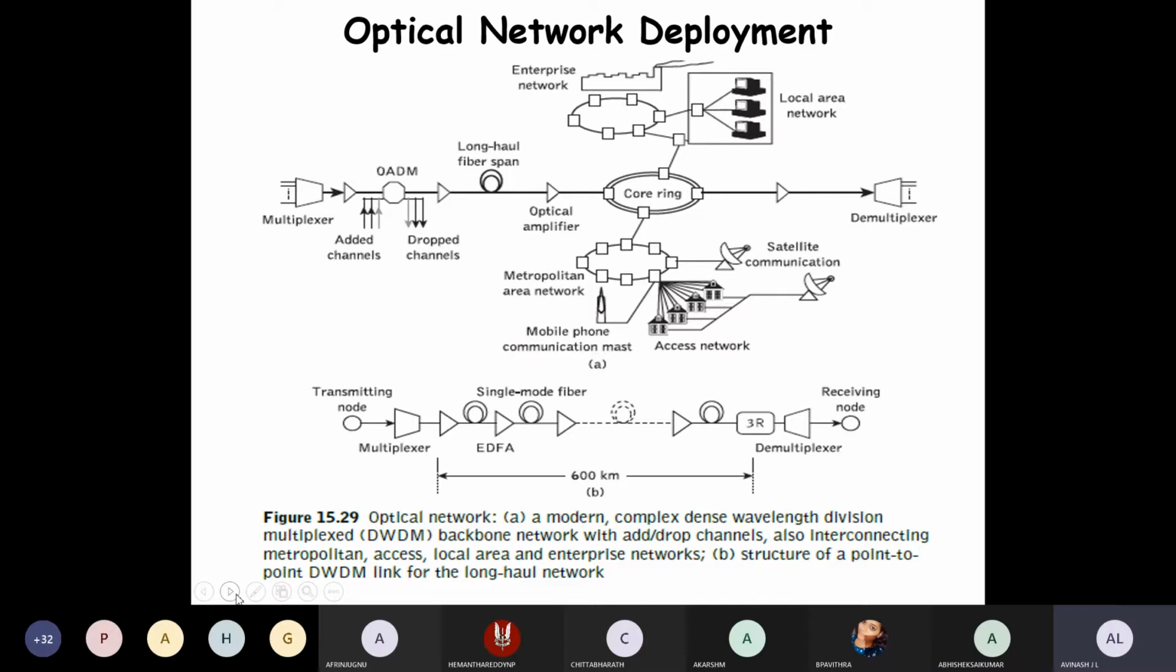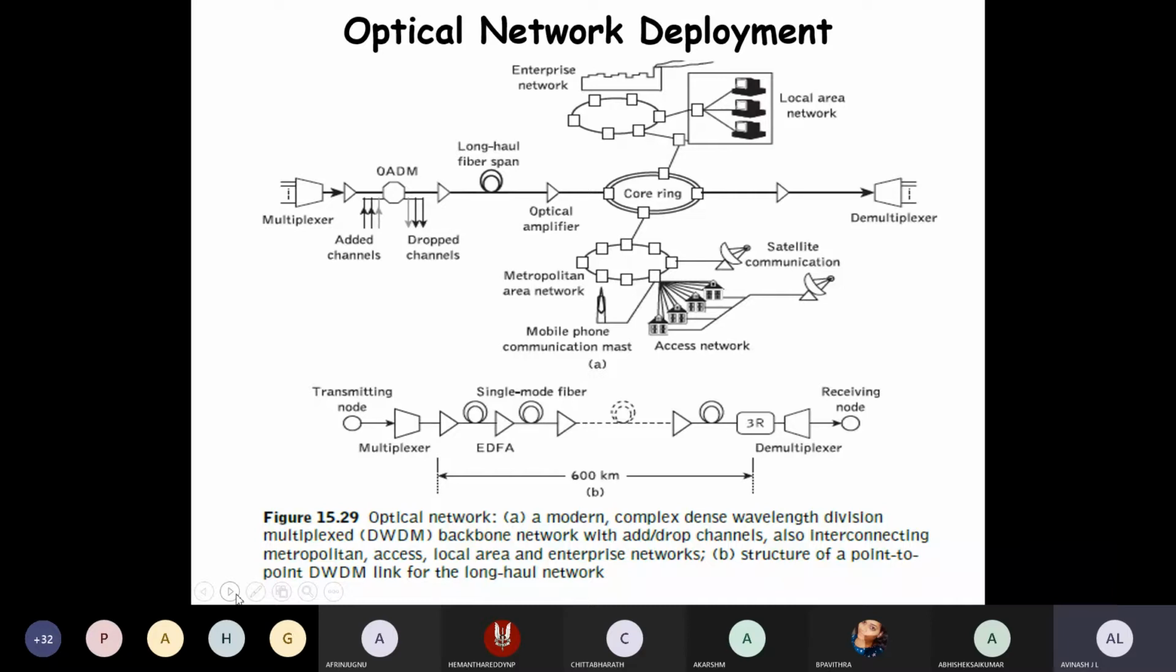One more thing you need to understand here is that all things are with wired only. There is something like satellite communication, where only wireless will be used. Apart from that, everything will be used with respect to optical networks, optical fibers only. So here is the structure of a point-to-point WDM link for the long haul network.